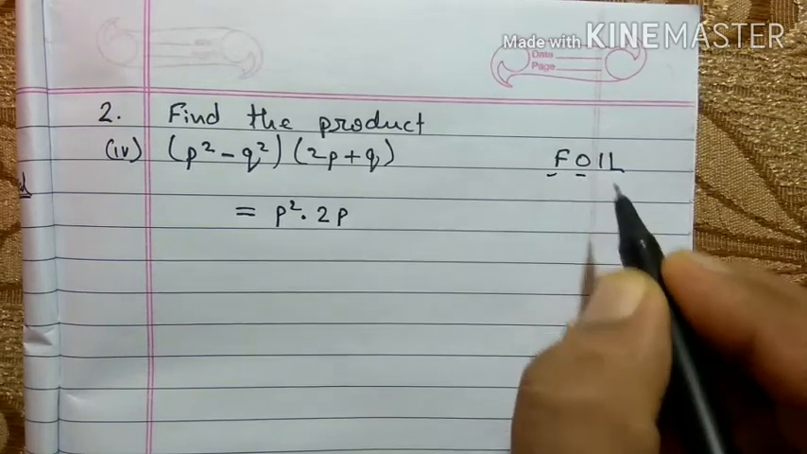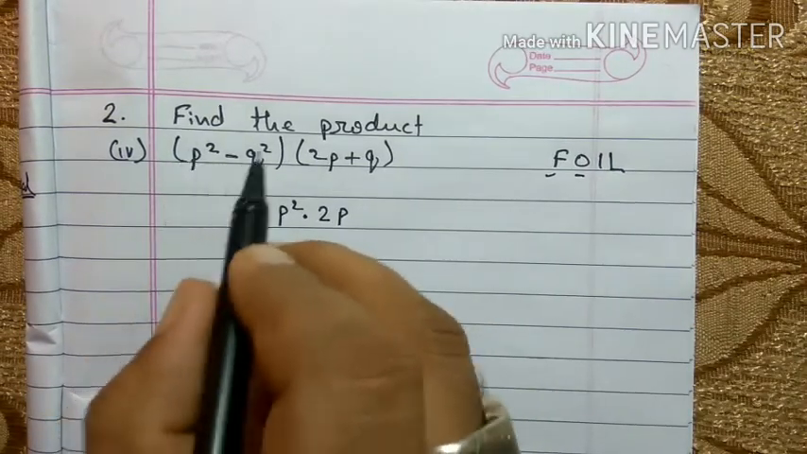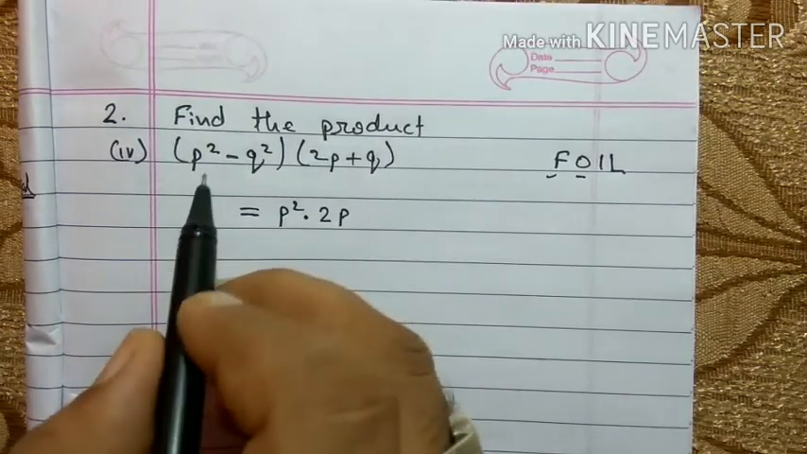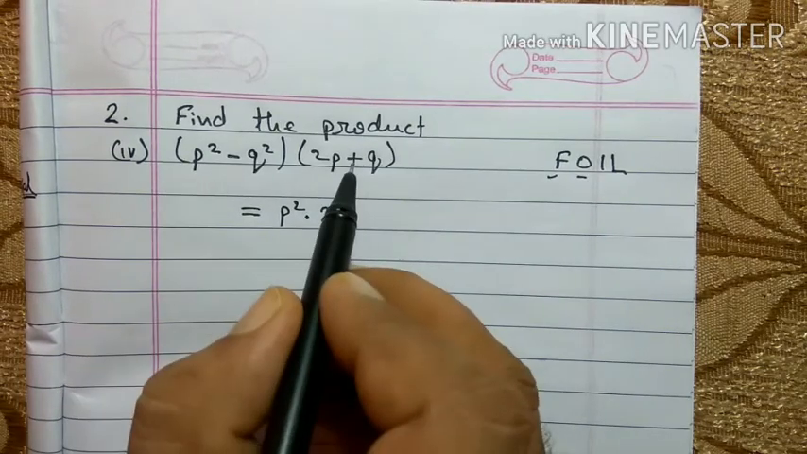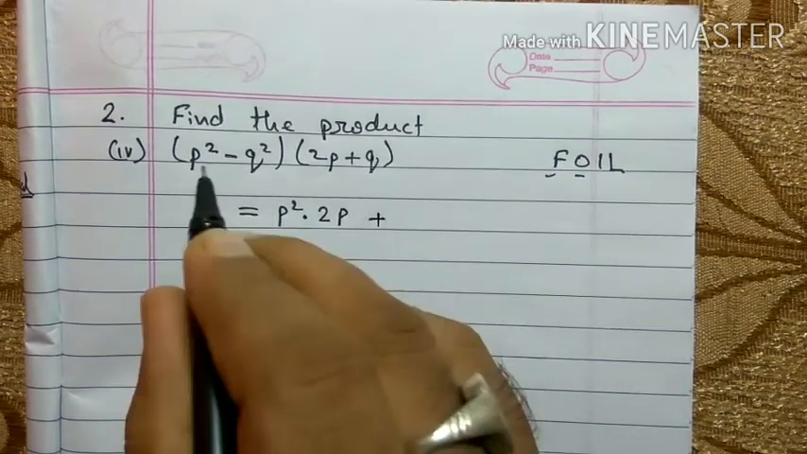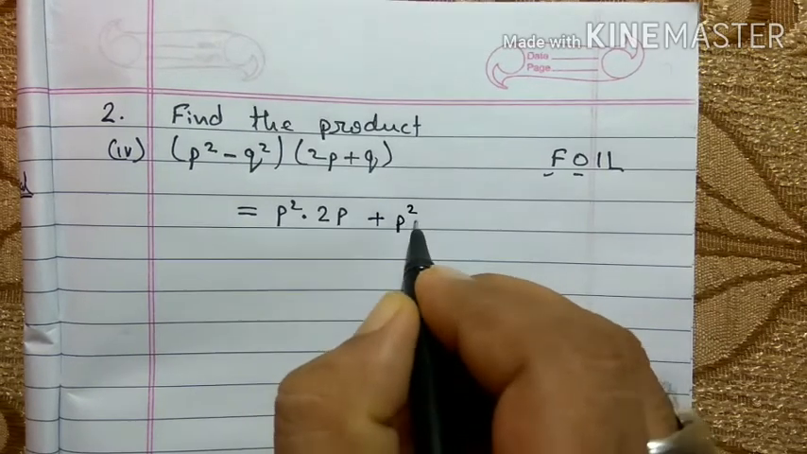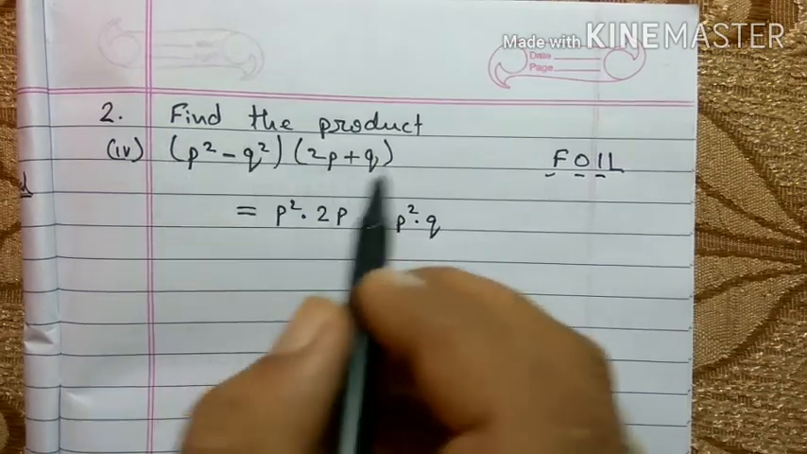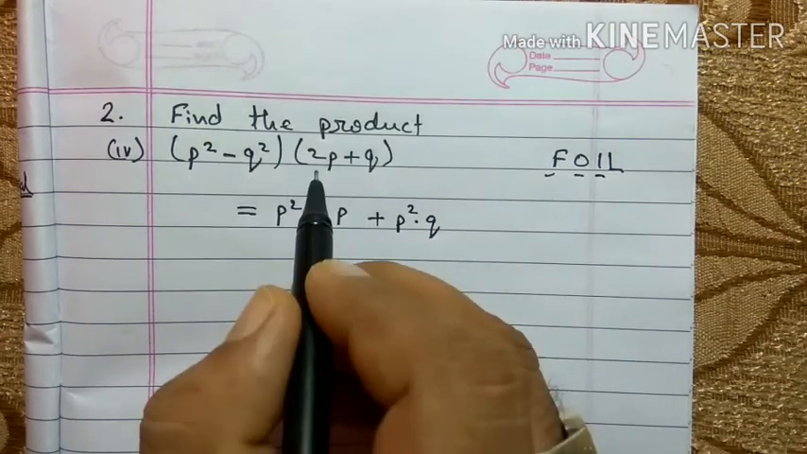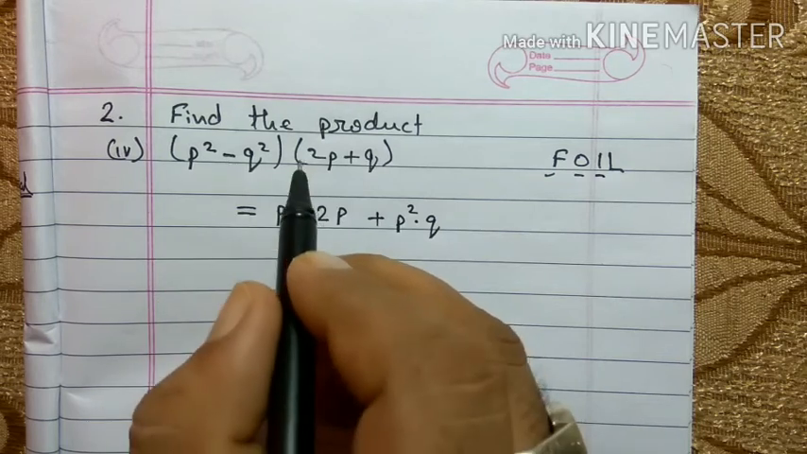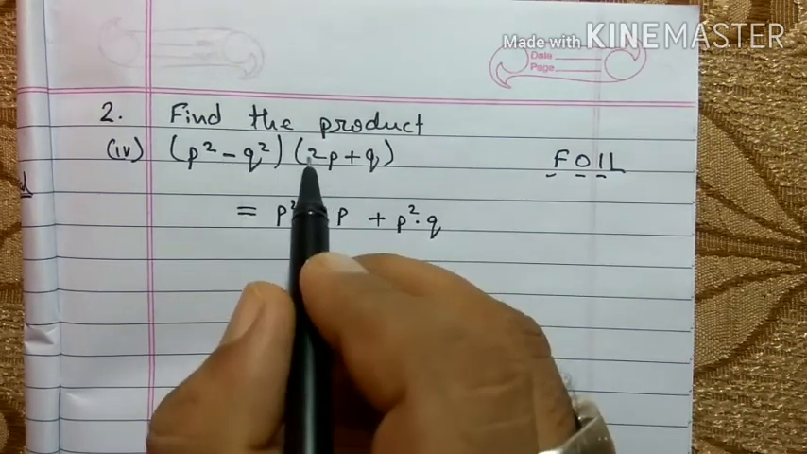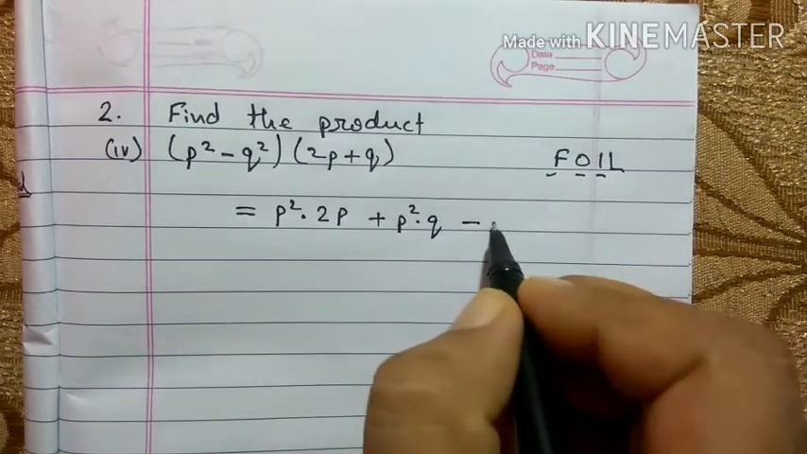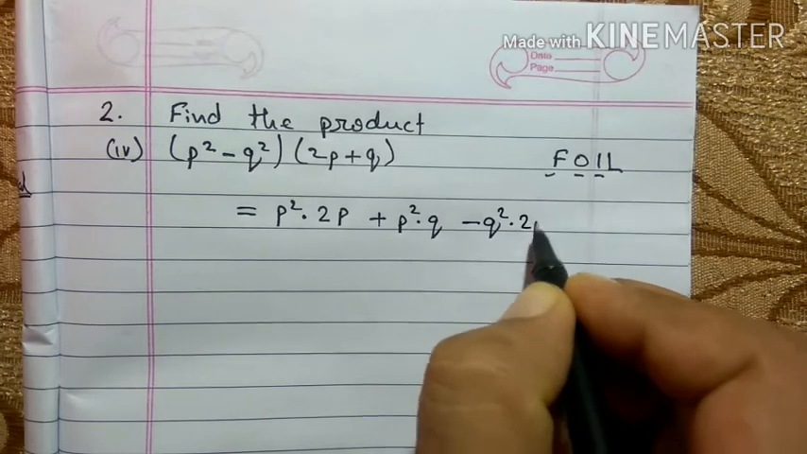Now we will do outer. Outer of this bracket is p square and of this bracket is q. So p square into q. We will multiply the sign first. This is positive and this is also positive, plus plus plus p square q. Now we will do inner. Inner are q square and 2p. This is minus and this is plus. First we will multiply the signs, it is very very important. So minus plus is minus. Now q square into 2p.